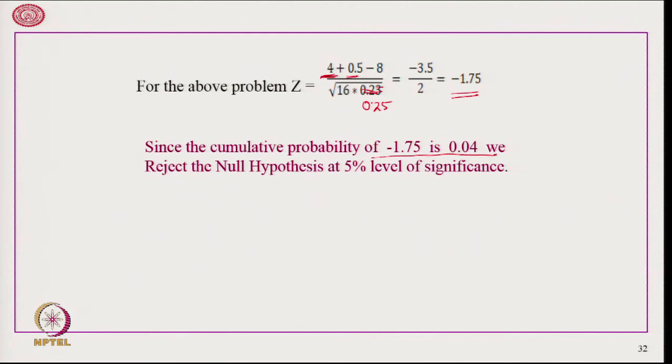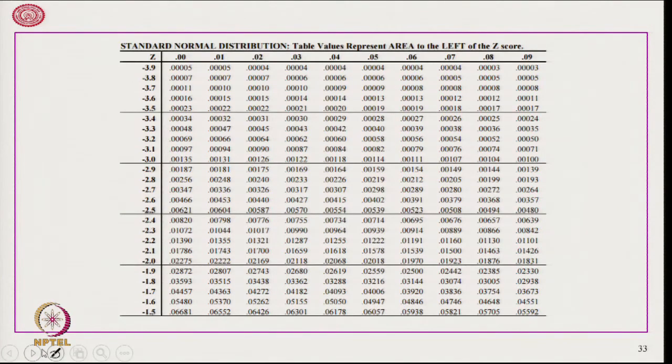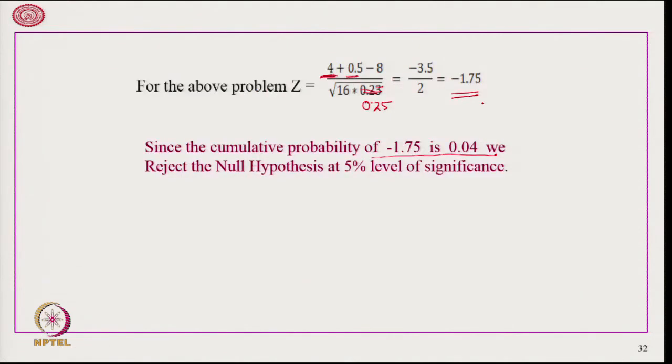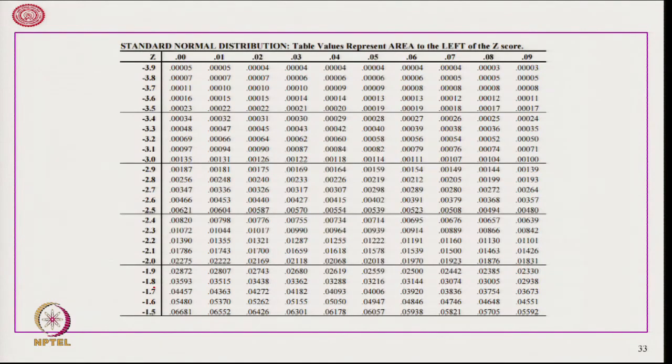Those who are not familiar with this, for them let me explain. We go to the normal table and the observed value of the statistic, if you look at it, was minus 1.75. So, we go to the normal table, we look at minus 1.7 and 0.05, we come to that value which is equal to 0.04006, which is approximately 0.04, which is less than 0.05. Therefore, we are going to reject the null hypothesis under normal approximation as well.